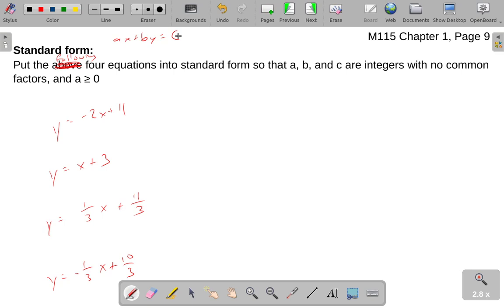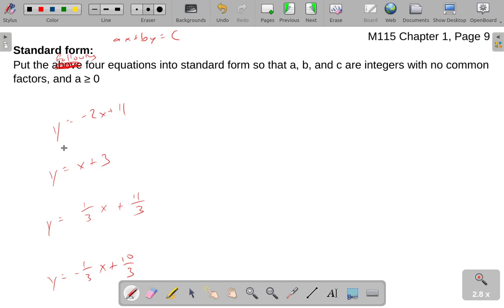And more than that, what this instruction is telling you to do is to put it in standard form so that A, B, and C are integers, so that all of these three are integers. Also that those integers have no common factors. So if there is any common factor, you divide through the entire equation to get rid of those common factors. And A is greater than or equal to 0. The coefficient on your x must be greater than or equal to 0. So let's just do a couple of examples here.